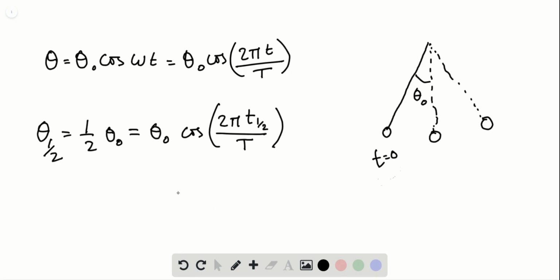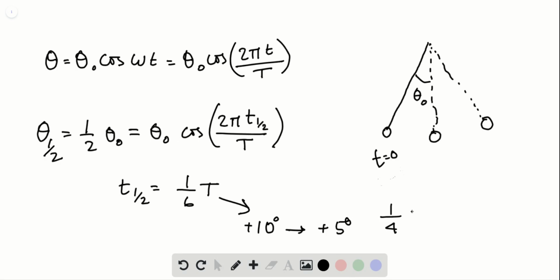And from there we can solve for t half, and we see that this quantity is 1/6 of the time period. So that means it takes 1/6 of the total time period for the position to change from plus 10 degree to plus 5 degree. And also it takes 1/4 of time period for the position to change from plus 10 degree to 0 degree.